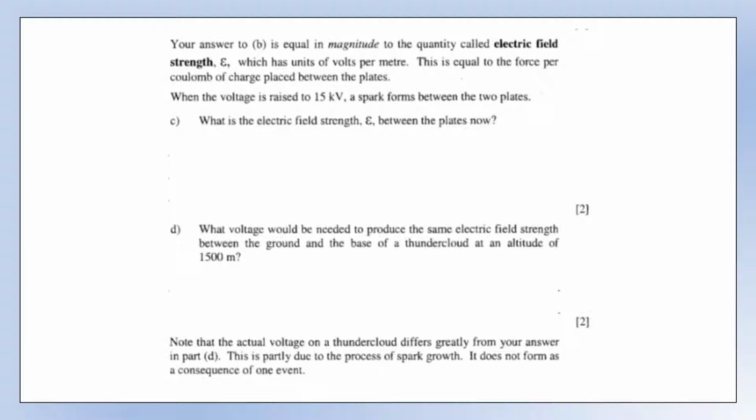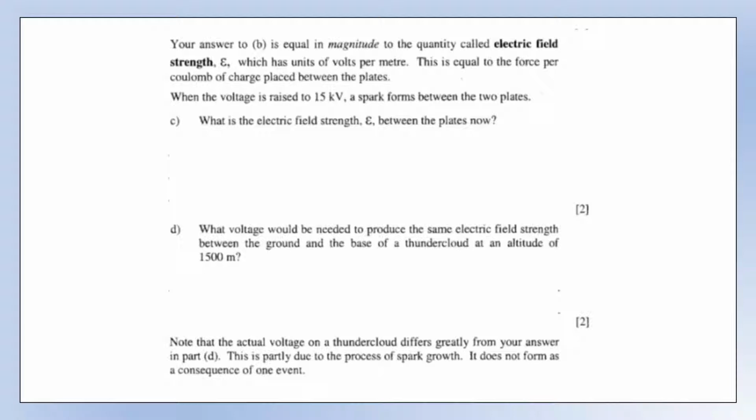Your answer to B is equal in magnitude to electric field strength, which has the unit of volts per meter. This is equal to the force per coulomb of charge placed between the plates. So what that really means is the electric field is a constant, but if you double the charge, that's going to double the force on that charge, essentially.